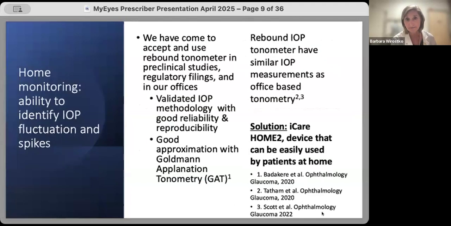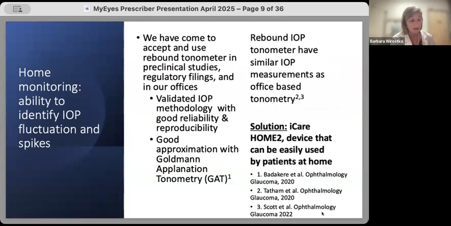Next slide. We know that rebound tonometry works. We've had rebound tonometry around now for over 20 years, and it's been used in the animal world and veterinary space, and even with the FDA for years. And we now use it in our office.